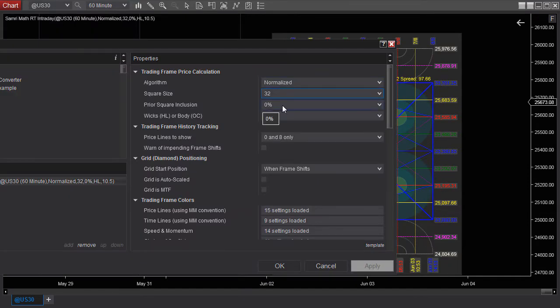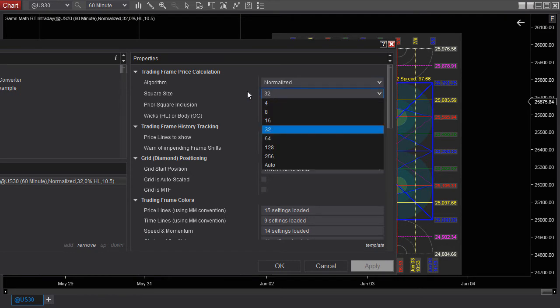Prior square inclusion. Now this is a legacy setting. It was introduced at the request of somebody. I prefer not to use it. But if you want to use it, what it does is this. You expand your frame by 50%. You expand your look back for the frame, not the frame itself, the look back for the frame itself.